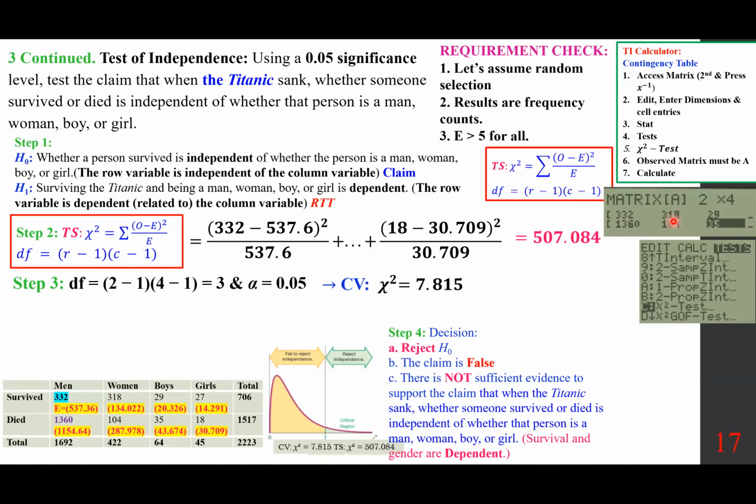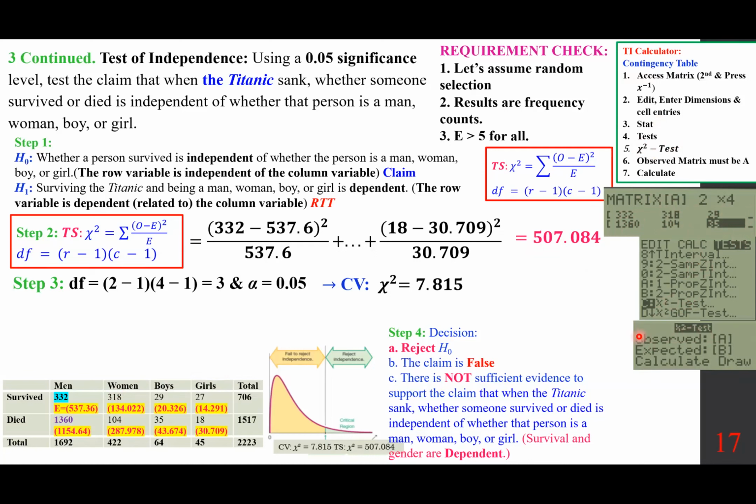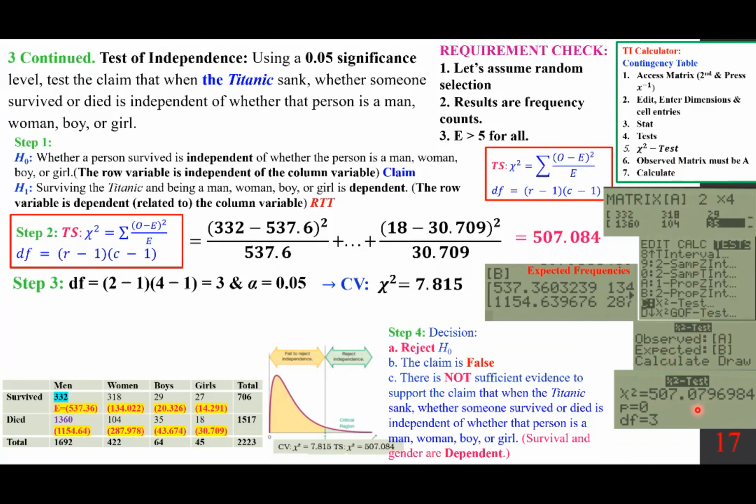Then what you do, you use stat test and you look at chi-square test. When you go to chi-square test, it gives you automatically the observed value, and that's the observed value A. Then it creates an expected matrix B. All you have to do after you enter this one is say calculate. When it does that, it gives you those values. Let's see what they are. It also creates the expected frequencies and puts them in matrix B.